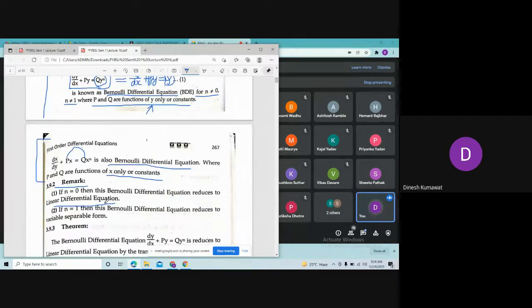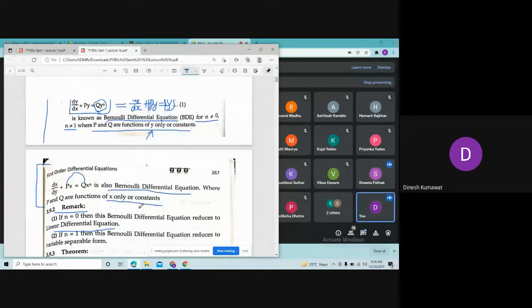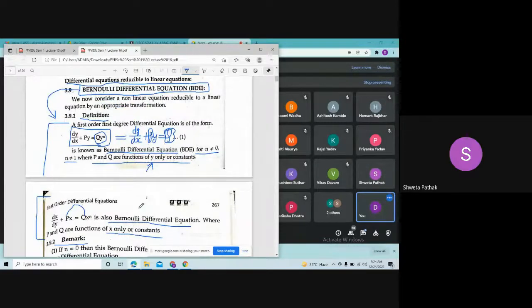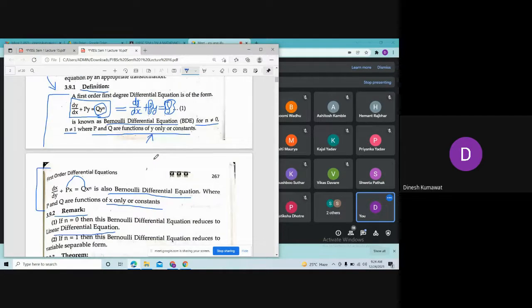But sir, yes, the p and q are the functions of y here, and in linear we require it to be the function of x. Yes, that we need to check whether this is the printing mistake or not. So wait a minute, we will conclude something about it. Okay. Okay, sir.